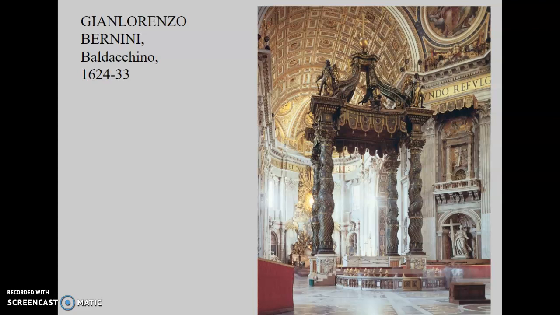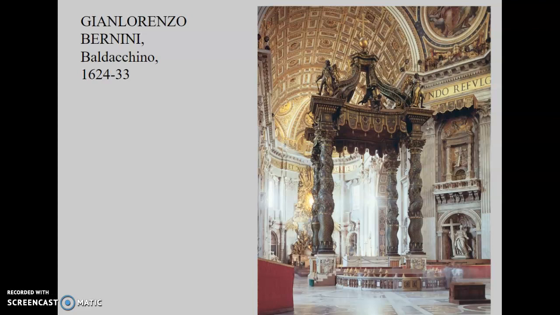A baldacchino, or in English a baldachin, is a canopy that covers a sacred space, and in this case the baldacchino covers the grave of St. Peter, but it also acts as a frame. So when people come into the cathedral, it frames the Cathedra Petri, or the throne of St. Peter, which we're going to see in the next slide.